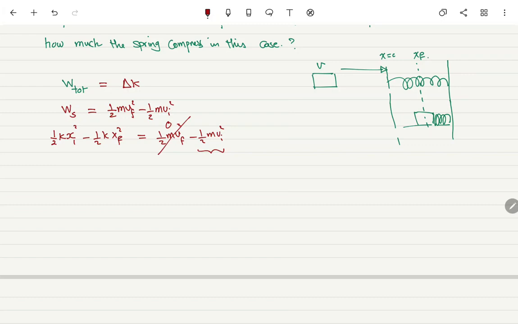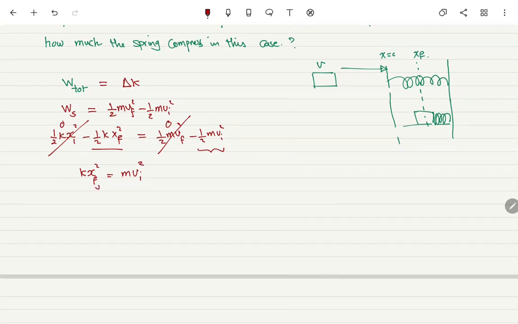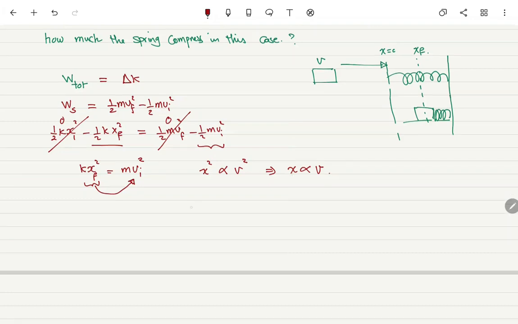Now the elastic potential energy of the spring in a relaxed position is equal to 0, and the elastic potential energy of the spring at maximum compression is equal to this one here. You just simplify the equation. Minus with minus goes out, and half with half, in this case k x final square equals m v initial square. Now from this equation, as we can see, x final, the displacement here, is related to v itself. So x square is correlated with v square. In other words, x is related with v. Now if v is doubled, then x will be doubled. So to answer this question, x will be doubled.